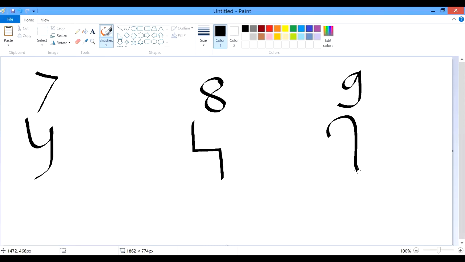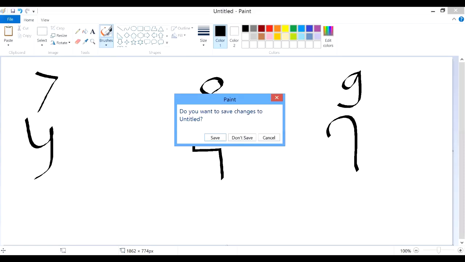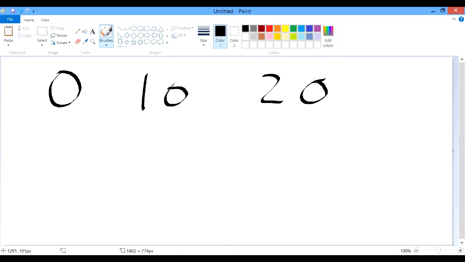I am not going to take 0 yet. Okay, 0 is there. Okay, so 7, 8, 9. Then 0. Actually, 0 is like this. Then we can proceed for 10, maybe 20.